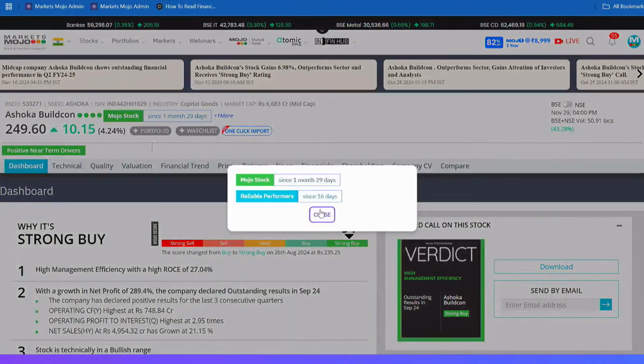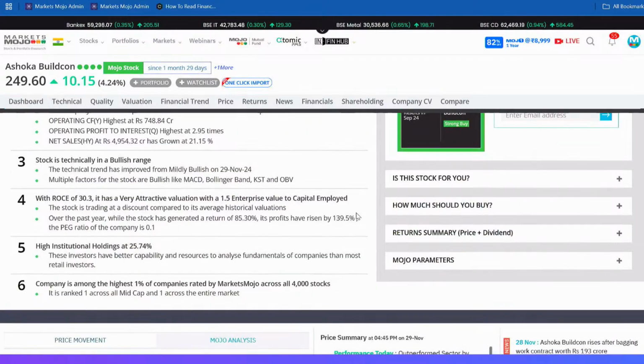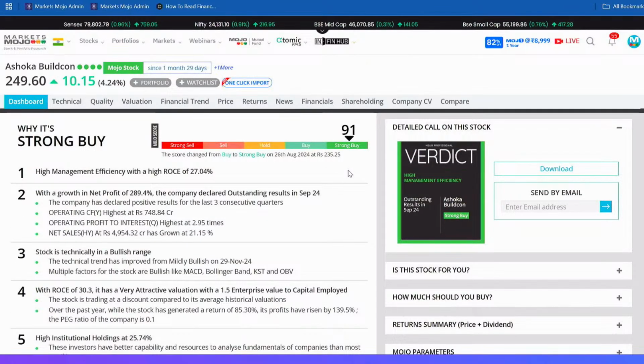It's a Mojo stock. It's also a reliable performance in 16 days. 91, strong buy. Who wouldn't go about buying a particular stock like this? Okay, all 4 dots are green, heavy, strong buy over here.